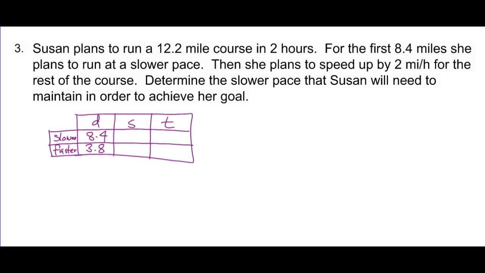Now, how fast is she going at the slower pace? Don't know, right? Let's reveal this slowly. That's our unknown, so we're going to call it x. How fast is she going at the faster pace? 2 miles an hour faster than she was. So what do I put under the faster speed? x plus 2, right? So I don't know what x is, but I know that it's x plus 2.